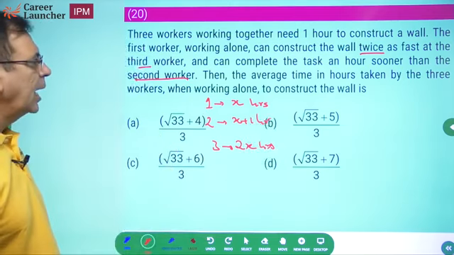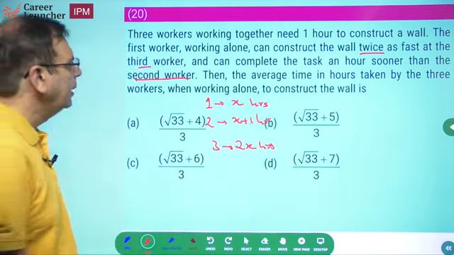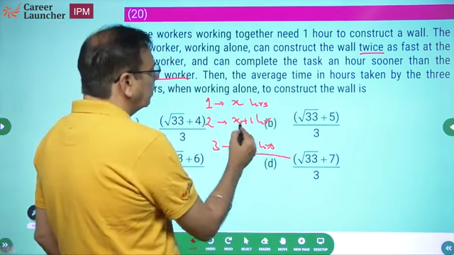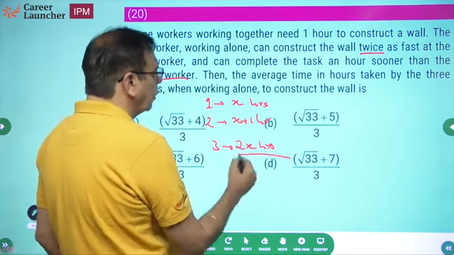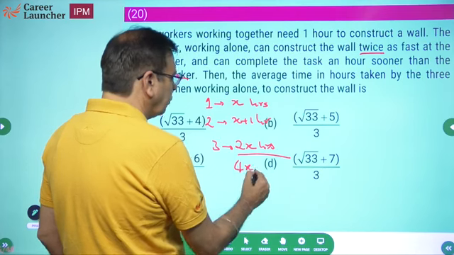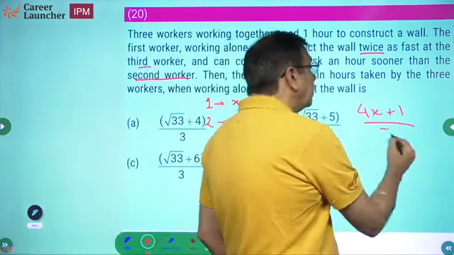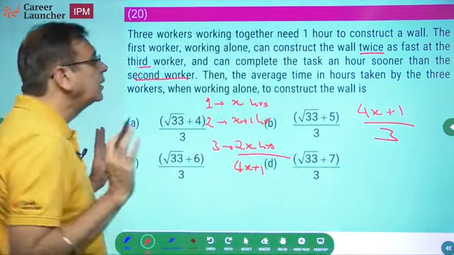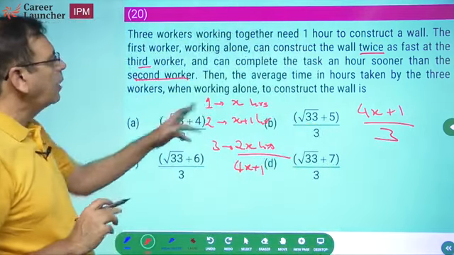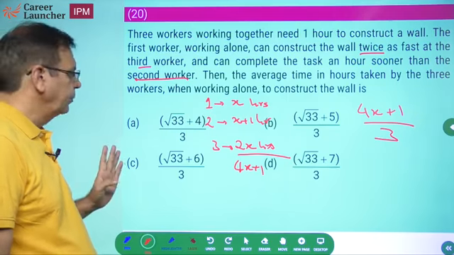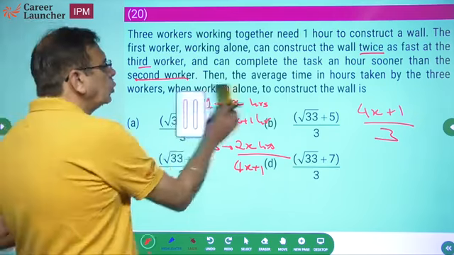Right? Average time in hours taken by the 3 workers. What will be the average time? Total time will be x, 2x, 3x... total time is 4x plus 1. So we need to find what is 4x plus 1 divided by 3 equal to, where x is the number of hours taken by the fastest worker. Okay. Now, how will you do it mathematically?